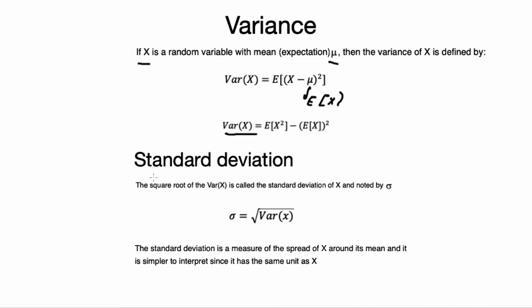We will also define the standard deviation, which is the square root of Var(X), and it is denoted by sigma, so sigma equals the square root of Var(X). The standard deviation is very important because it allows us to measure the spread of X around its mean or its expectation, and also it is simpler to interpret because it has the same unit as X.